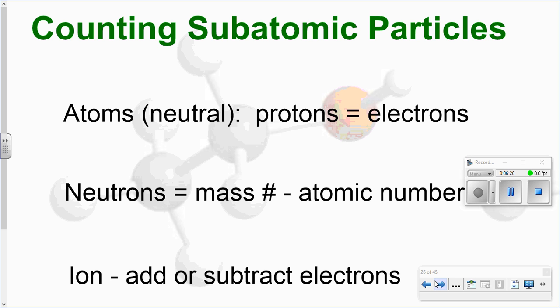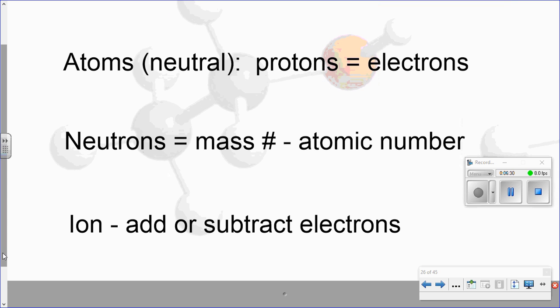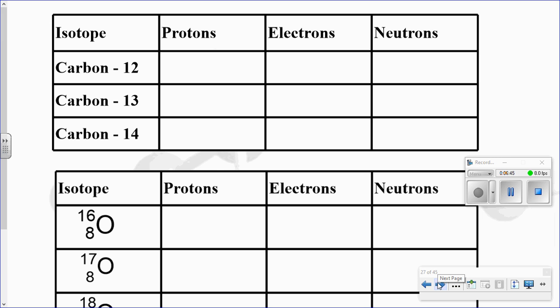Okay, so going back to this, counting subatomic particles, this slide just actually summarizes it. If you have a neutral atom, protons does equal electrons. Protons equals electrons. Neutrons is always the mass number minus the atomic number. And in an ion, you have to add or subtract electrons, and we'll get to that in a second. Okay, more on that later. So again, how many protons? This is real simple, guys.